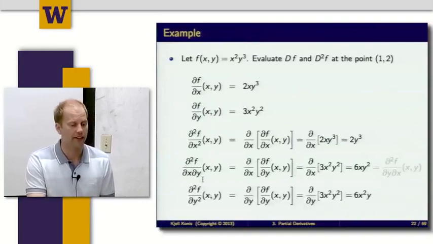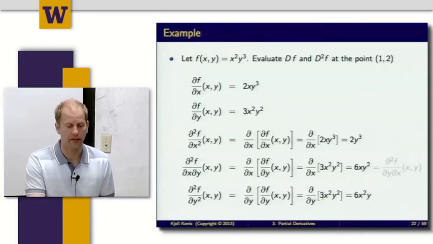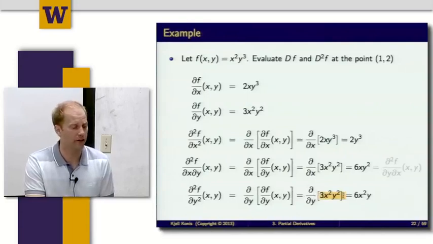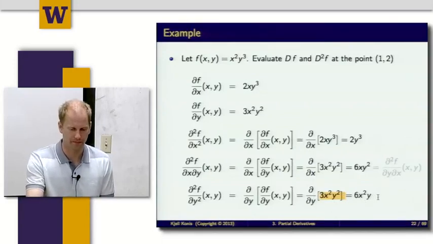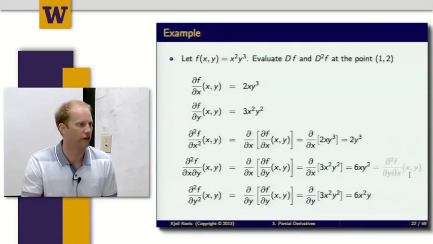And then I just have to calculate the other second-order derivative, this time with respect to y. Again, I'll just recycle the first partial with respect to y that I've already computed, take its derivative, and so I get 6x squared y. Oh, and I put in my hidden light gray color here that this is equal to the other mixed partial derivative.